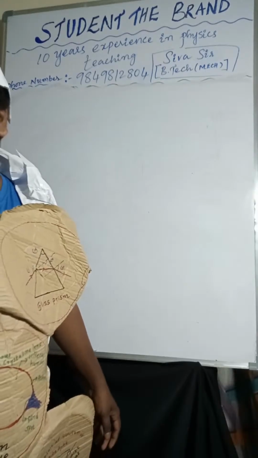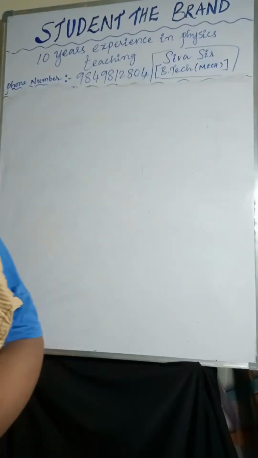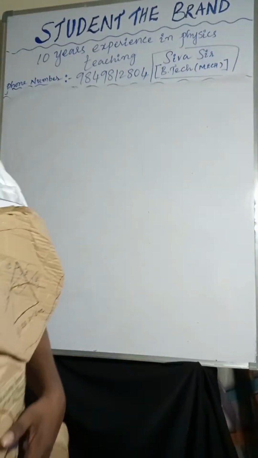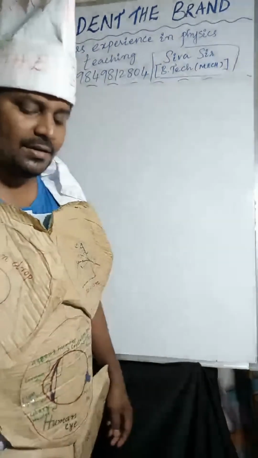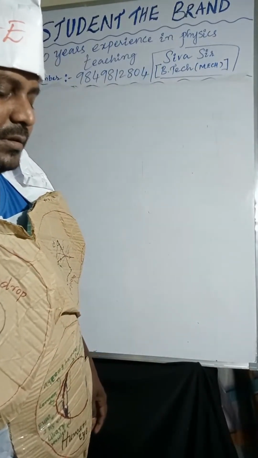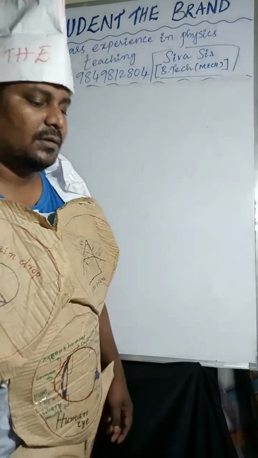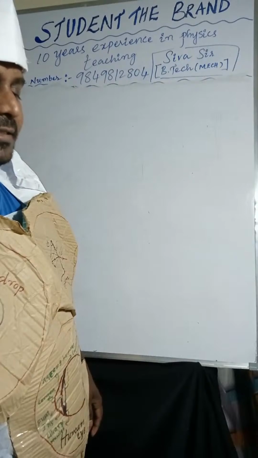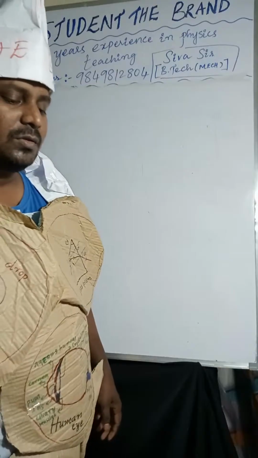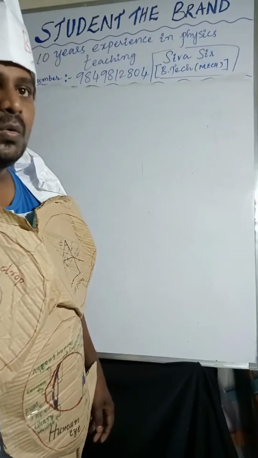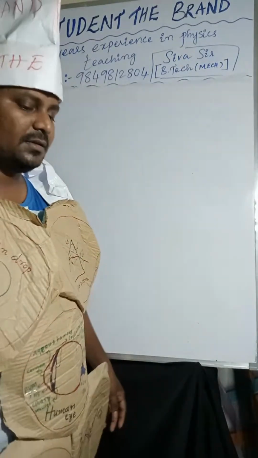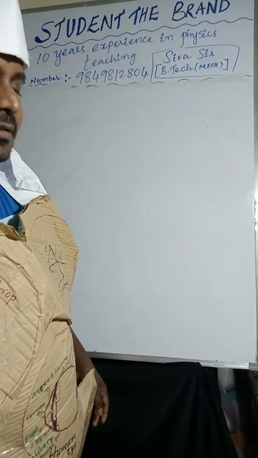So what exactly are we going to discuss in this chapter? First we will discuss distance, displacement, speed, velocity, acceleration, and a few more points, and equations of motion.